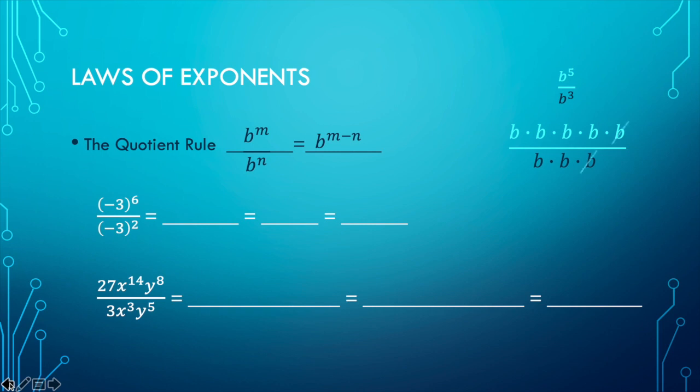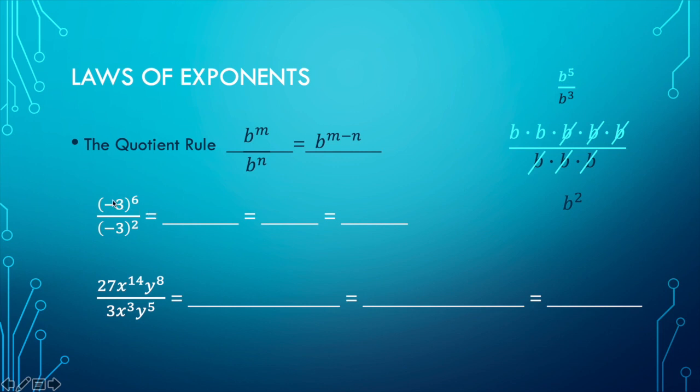b divided by b is 1. b divided by b is 1. b divided by b is 1. And so all of those virtually disappear. And we're just left with the two b's in the numerator that are left. So we just end up with b squared, which is 5 minus 3. Really what you can say is every match is going to cancel out. So if you've got 3 in the bottom, 3 of those of the 5 on the top are going to cancel each other out.